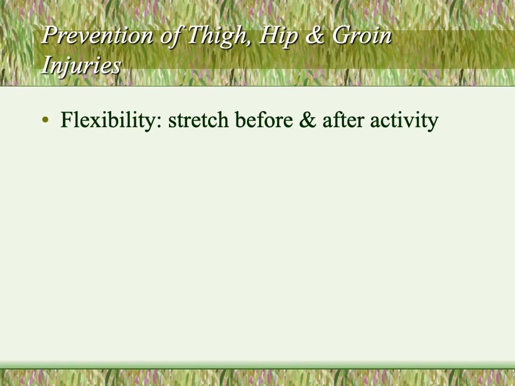Okay, we're done with our anatomy. Now we're going to talk about how we can prevent thigh, hip, and groin injuries. Flexibility: there are a lot of ways we can stretch our hamstrings, our quads, our groin. Some of you may already know how to do some of these things, but if you don't, search on Google and YouTube, and you'll find great videos. If you are interested in this a little bit more, I would recommend looking at PNF stretching. Again, that's PNF stretching. That's a really great way to stretch our muscles.